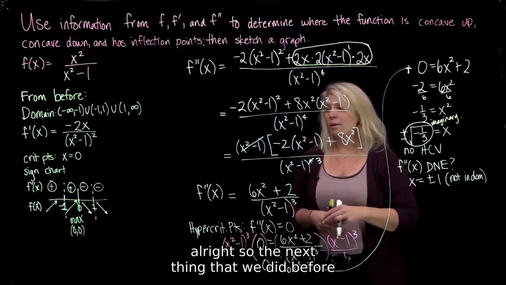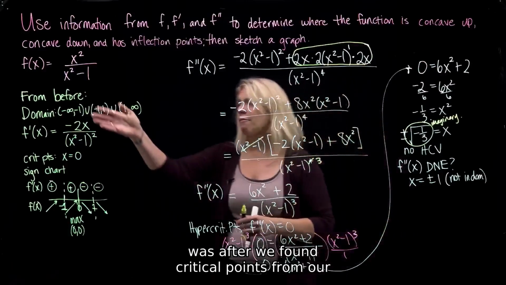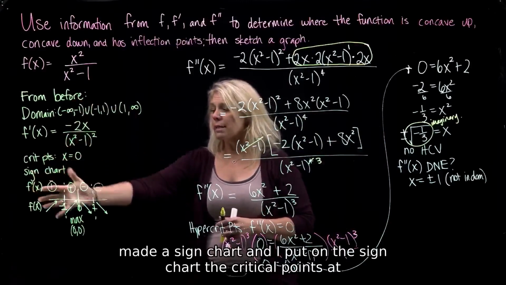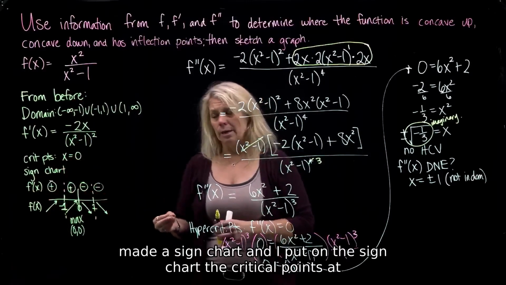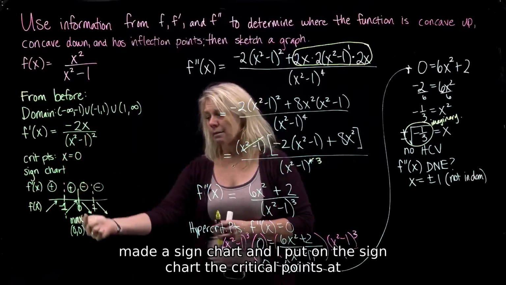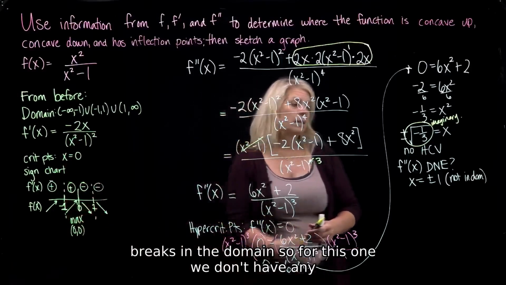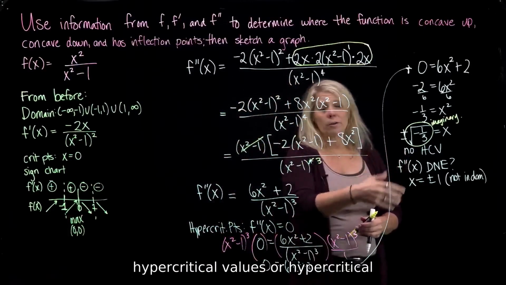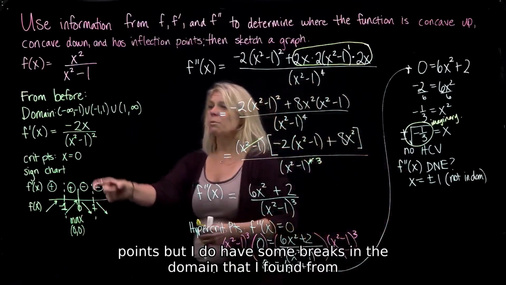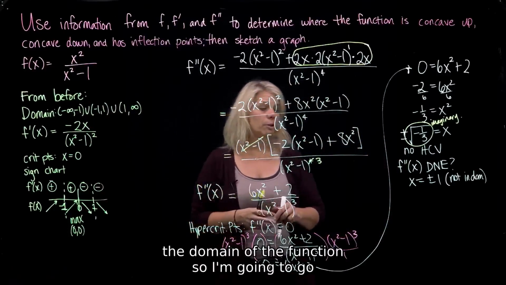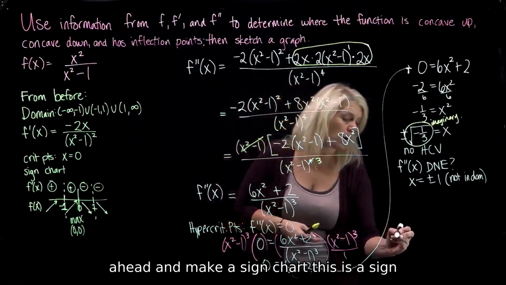All right, so the next thing that we did before was after we found critical points from our first derivative, we did have some there, we made a sign chart. And I put on the sign chart the critical points at 0 and then any other breaks in the domain. So for this one, we don't have any hypercritical values or hypercritical points, but I do have some breaks in the domain that I found from before when we thought about the domain of the function. So I'm going to go ahead and make a sign chart.